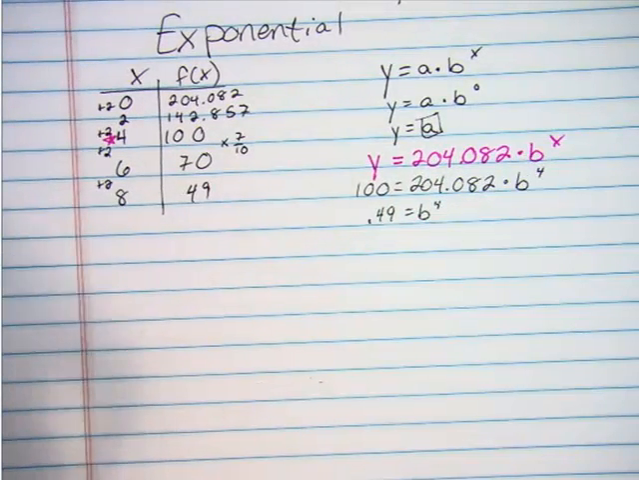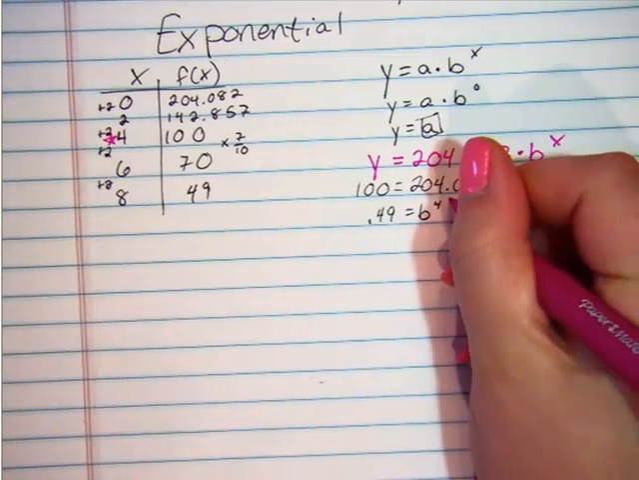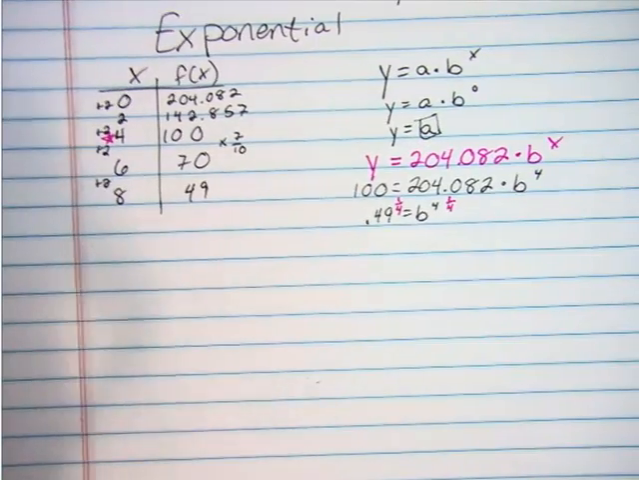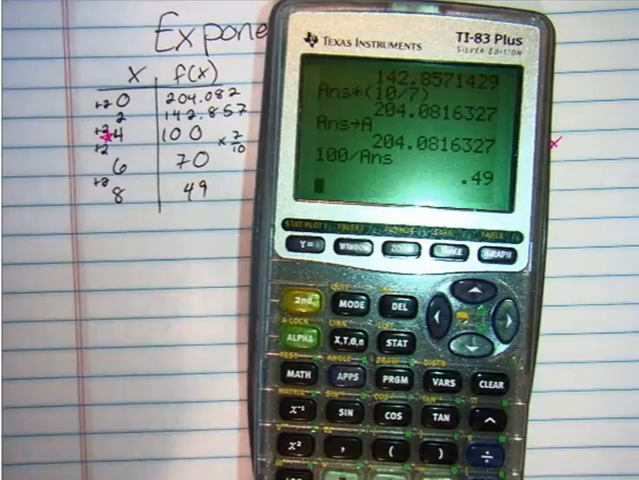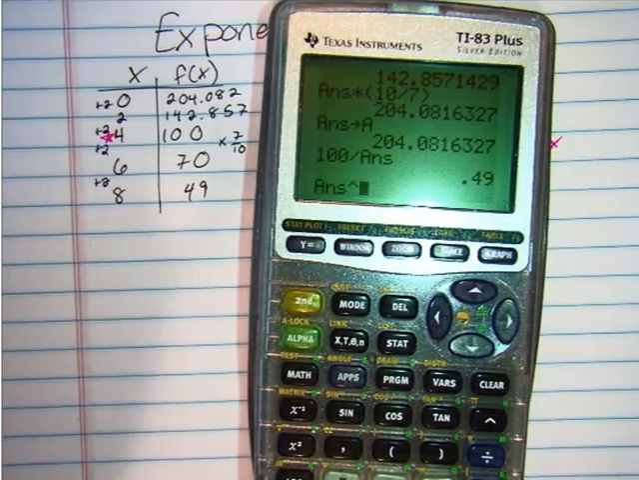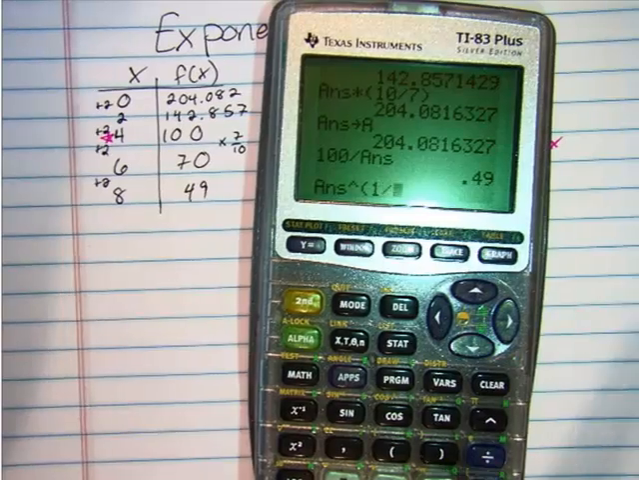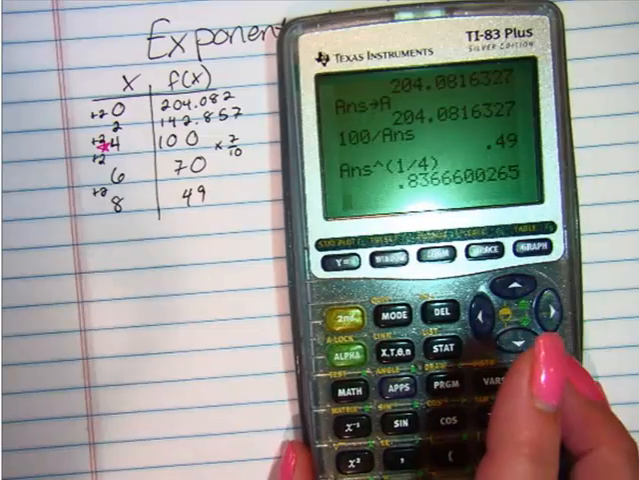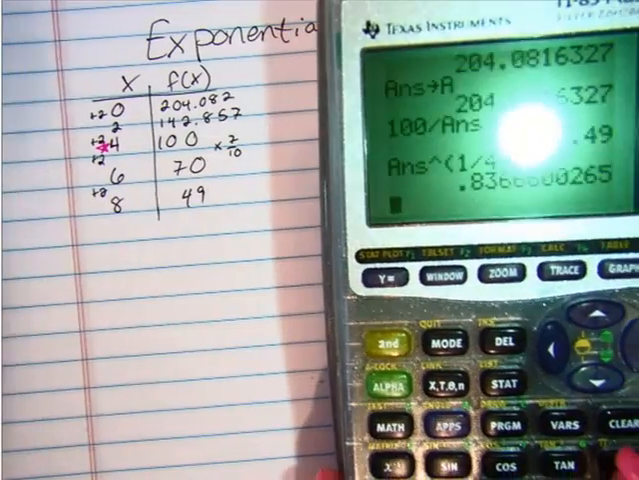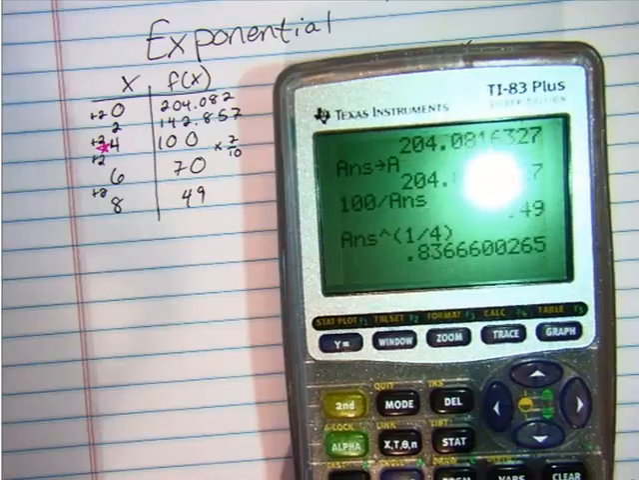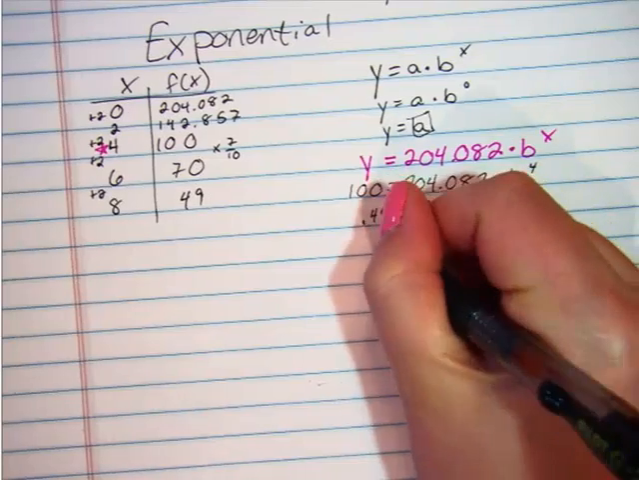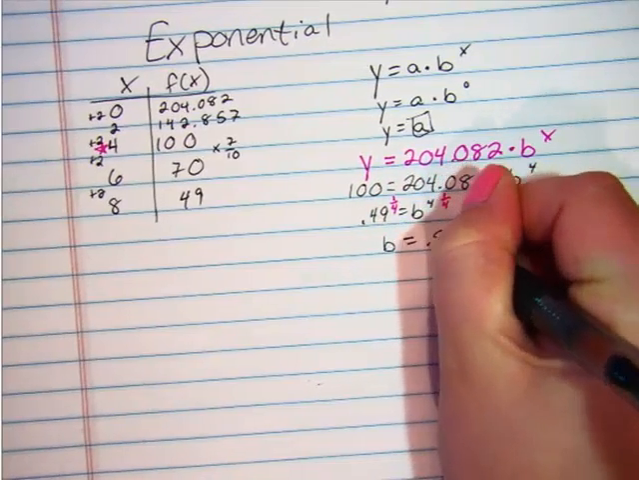Now we have to think about, okay, I need to get my b by itself. What's attached? An exponent. How do I undo an exponent? Take it to the reciprocal power. Okay, so now I have to take 0.49 to the 1/4. So bringing my calculator back up, that previous answer, to the 1/4. Make sure fractions go in those parentheses. So therefore, my b value now is 0.8366. So b, I'm going to have to round, but my b value is about 0.837.